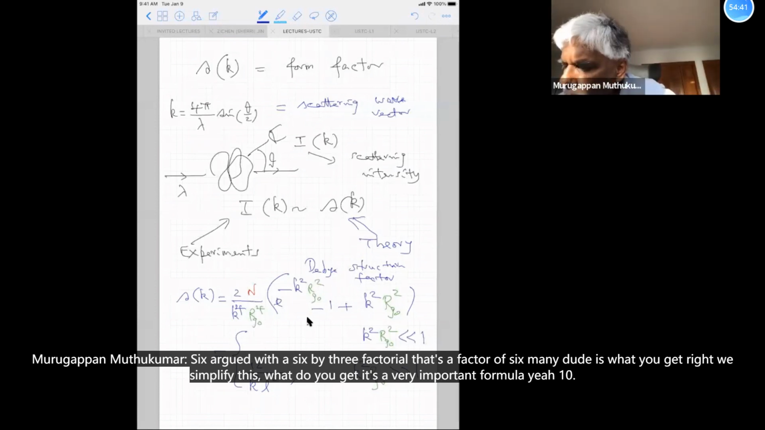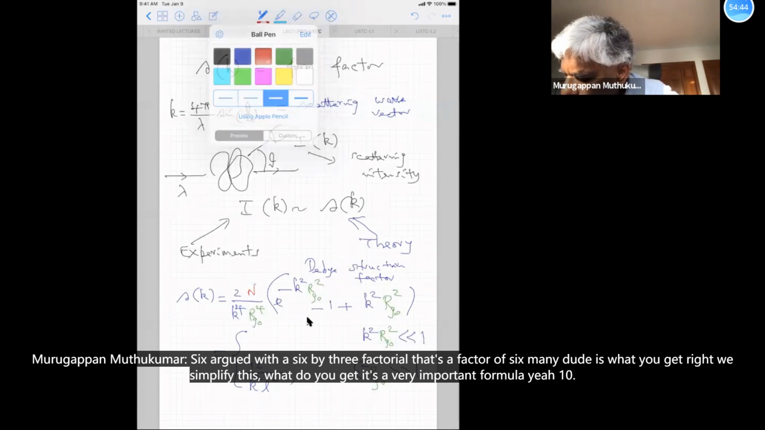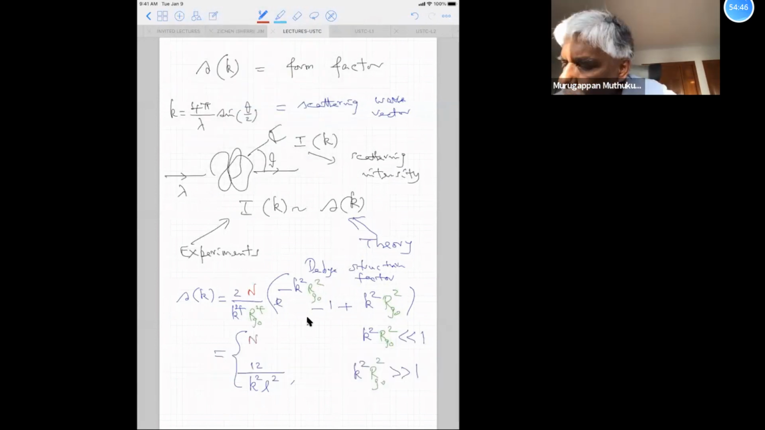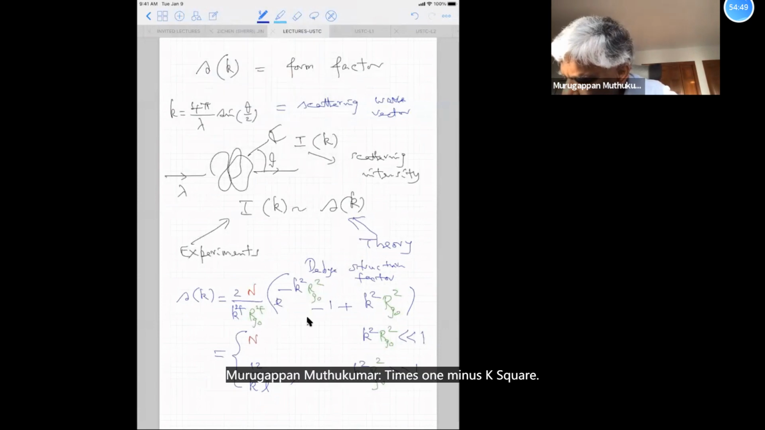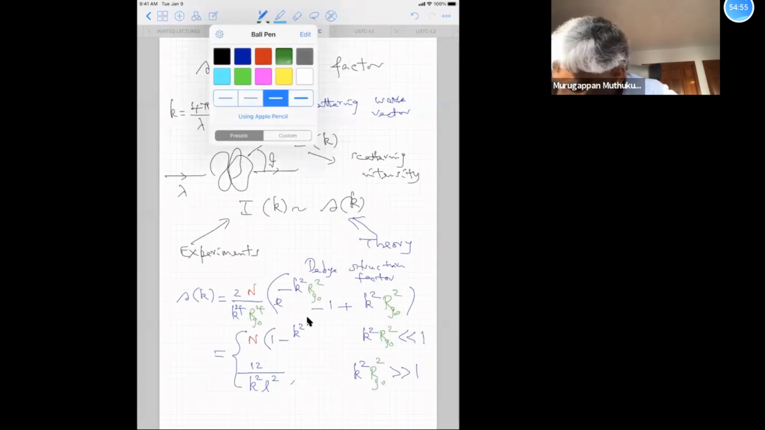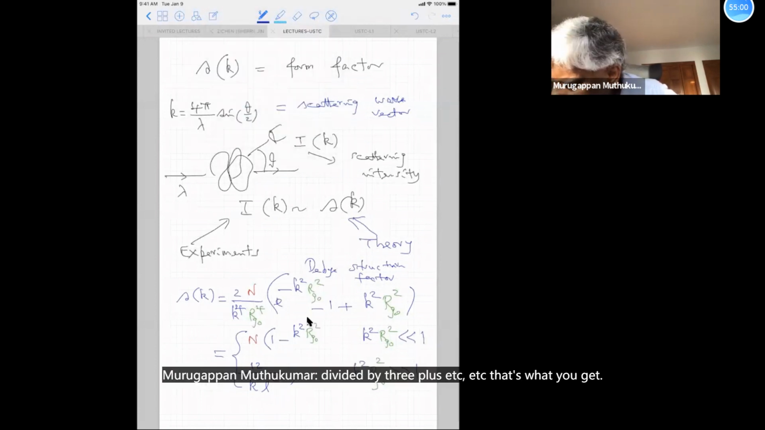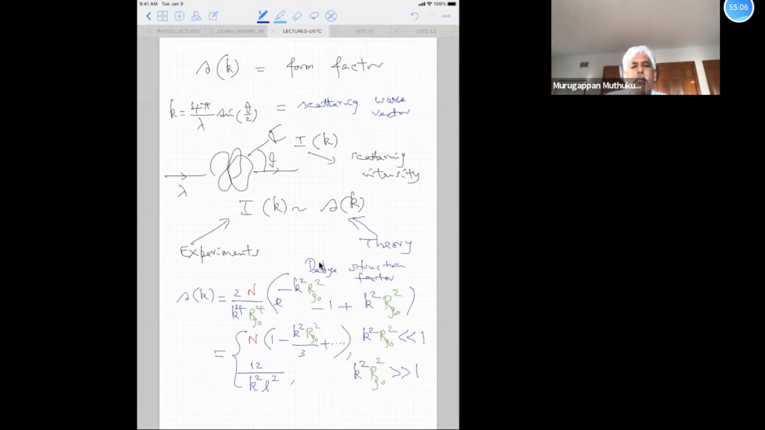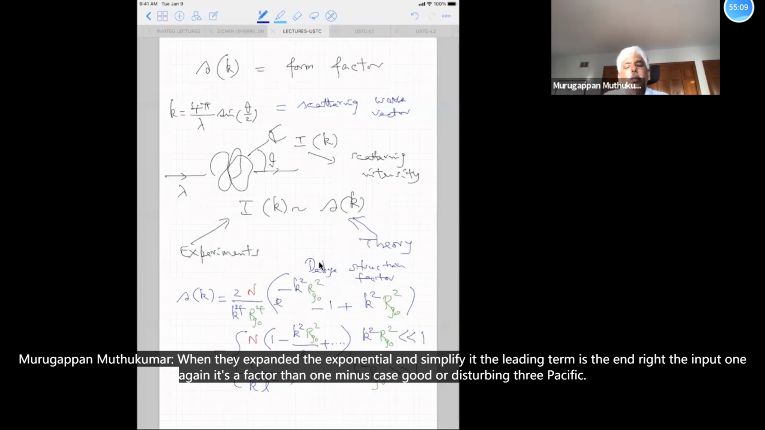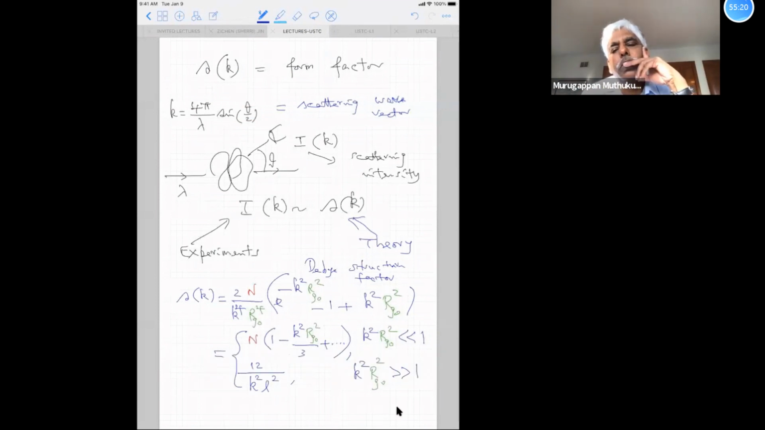So when you simplify this, what you get is a very important formula: N times 1 minus K square RG0 square divided by 3 plus etc. When you expand that exponential and simplify it, the leading term is the N, N to the power 1, N is a factor, then 1 minus K square RG0 square by 3 plus etc. You get this result.